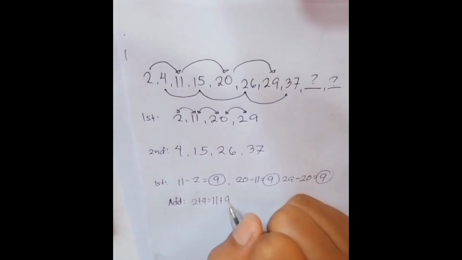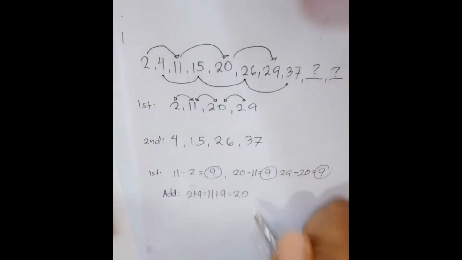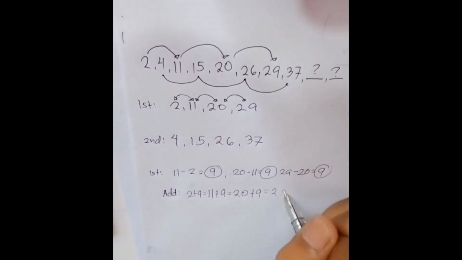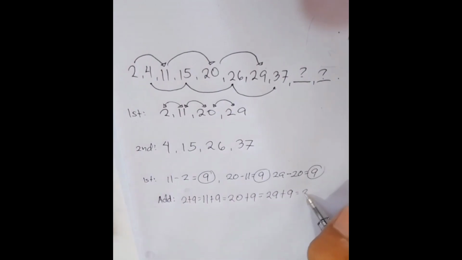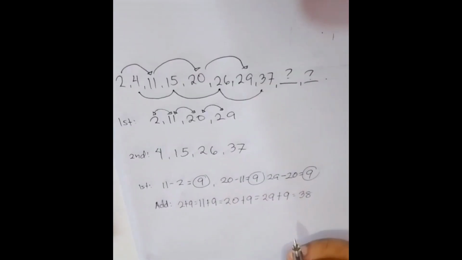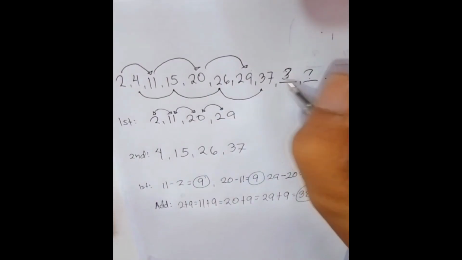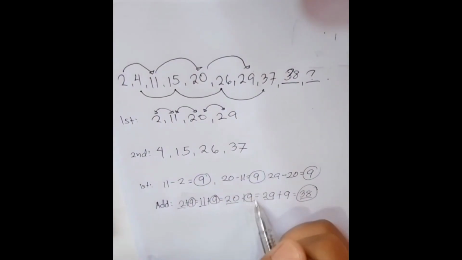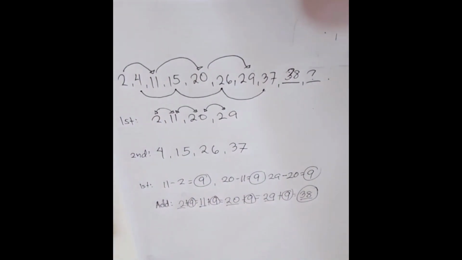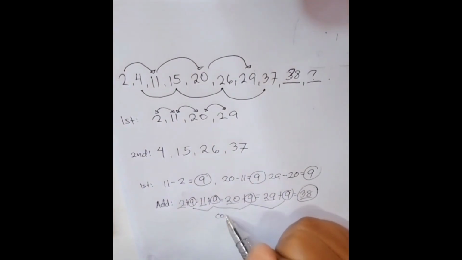11 plus 9 is equal to 20. 20 plus 9 is equal to 29. So 29 plus 9 is equal to 38. So that is our missing series number, with a common difference of 9. Okay, so this is our common difference, number 9.